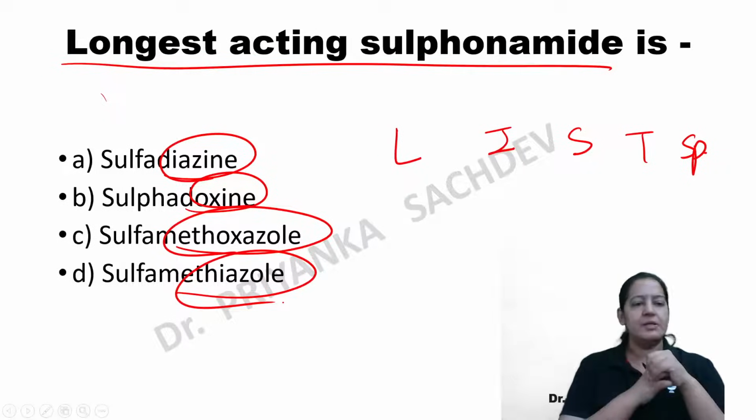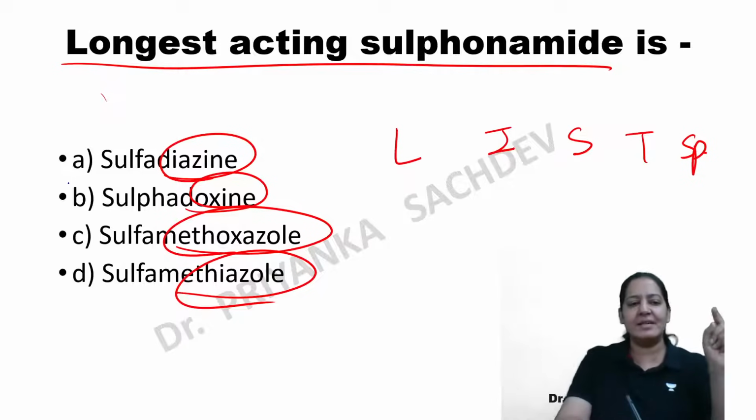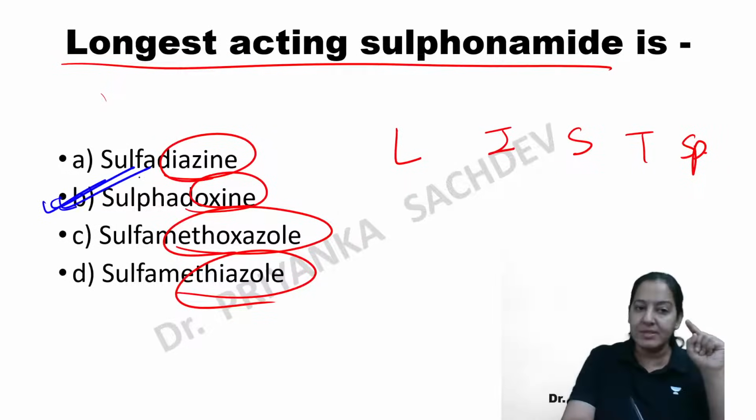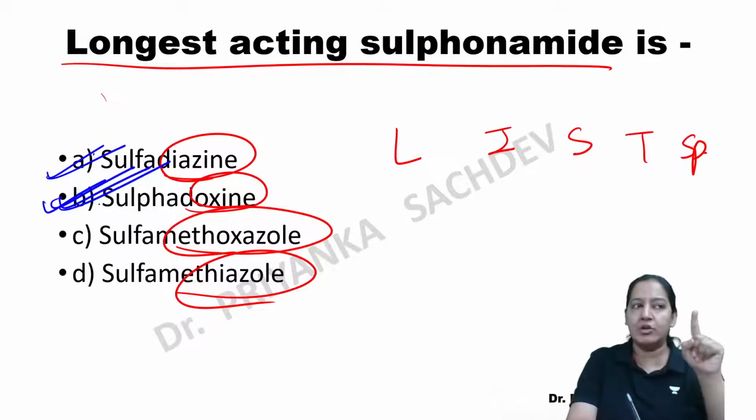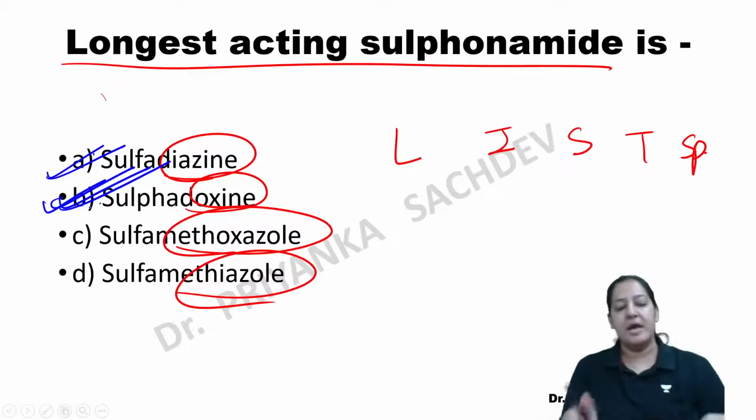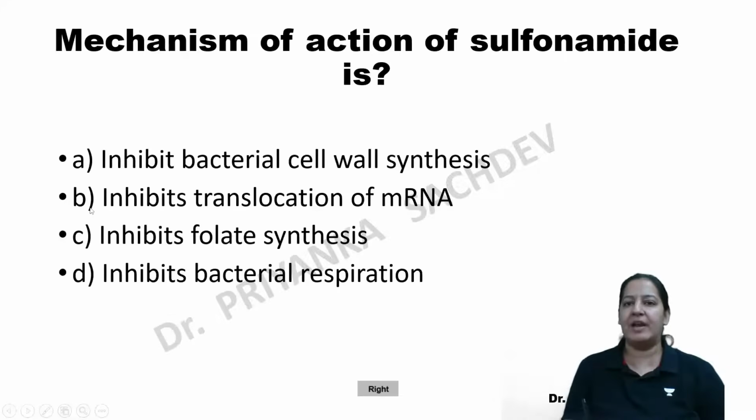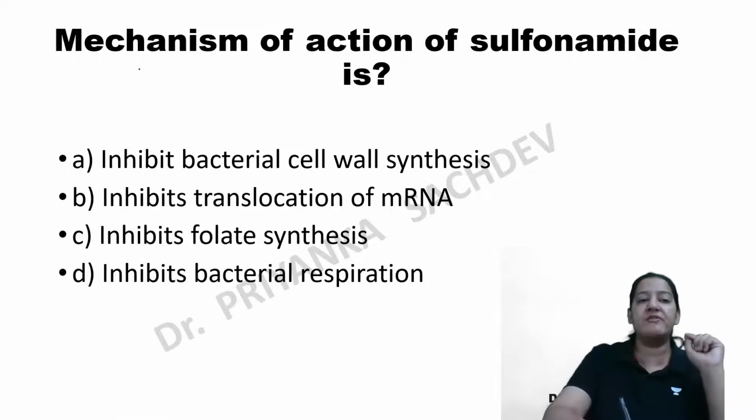Can you see the question? So longest acting, yes, the correct answer is sulfadoxine. Sulfadoxine is the longest acting. Sulfadiazine is short acting. Sulfadoxine is long acting. Yes, very good, Amar. The correct answer here is B. You are absolutely right. Okay. This is the second question in front of you.